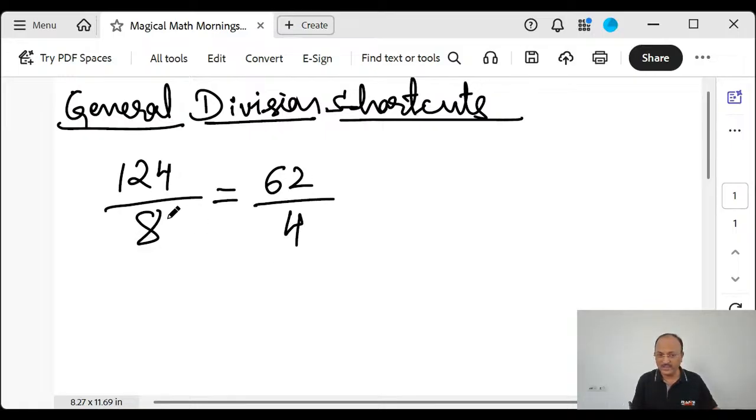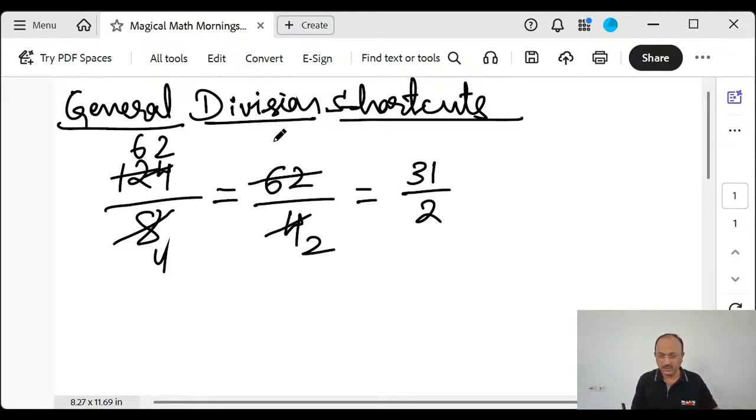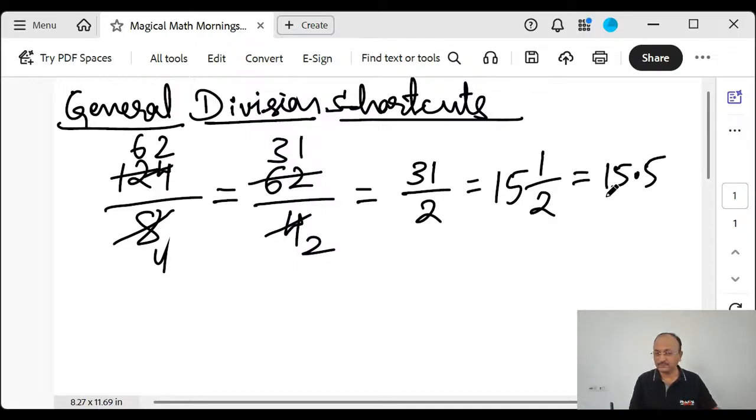This is what we call cancelling by 2. 2 4s are 8, 2 6s are 12, 2 2s are 4, we'll say. Then again we can write it as 31 by 2. That is 2 2s are 4, 2 3s are 6, 2 1s are 2. This method also everyone knows, correct? Now 31 by 2 we can write: 2 1s are 2, 2 5s are 10. 1 is left out, so 1 by 2 in decimal form, or we can write it as 15.5. This method also I hope you all know. This is called proportional division.